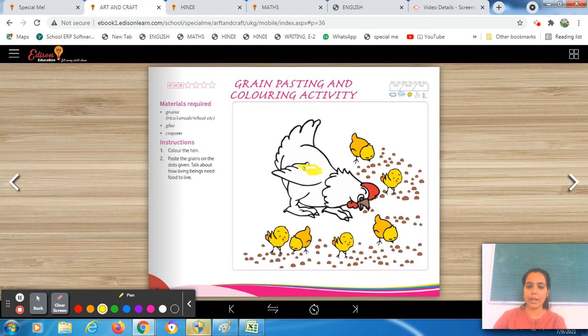Okay, color it very nicely, students. In the same direction, you have to color. Don't take color out of the image. Be in the boundaries of that line. You have to do the coloring within the black line only. Okay, so you have to color the whole hen today, and tomorrow what we will do, we will paste the grain which you collect today.